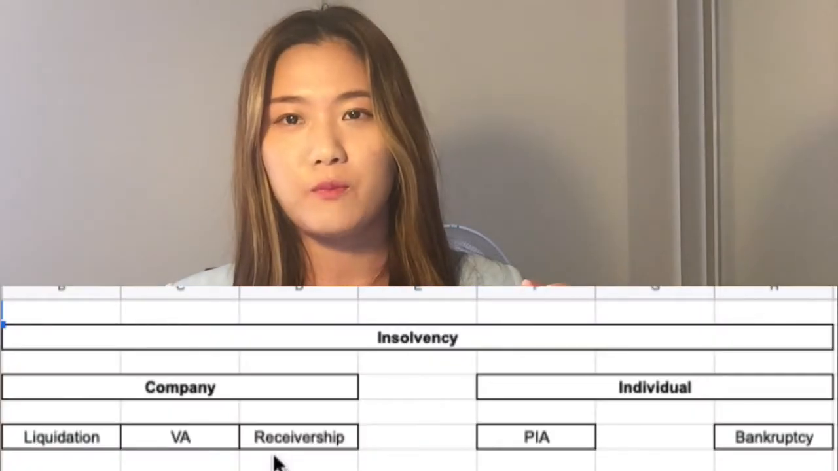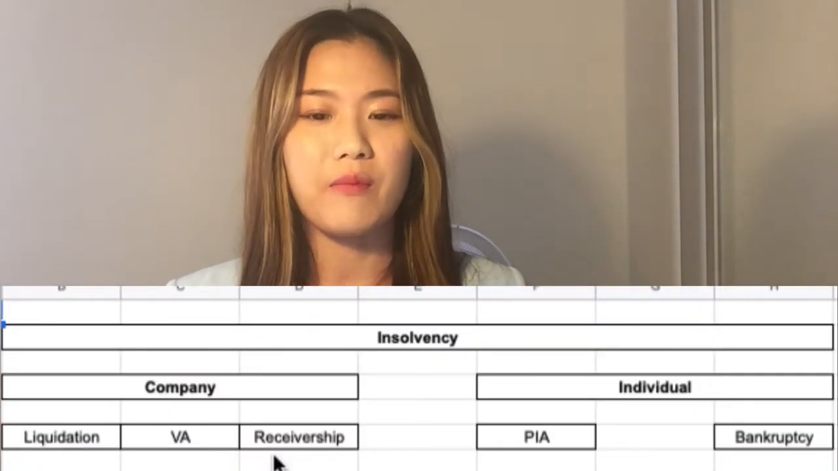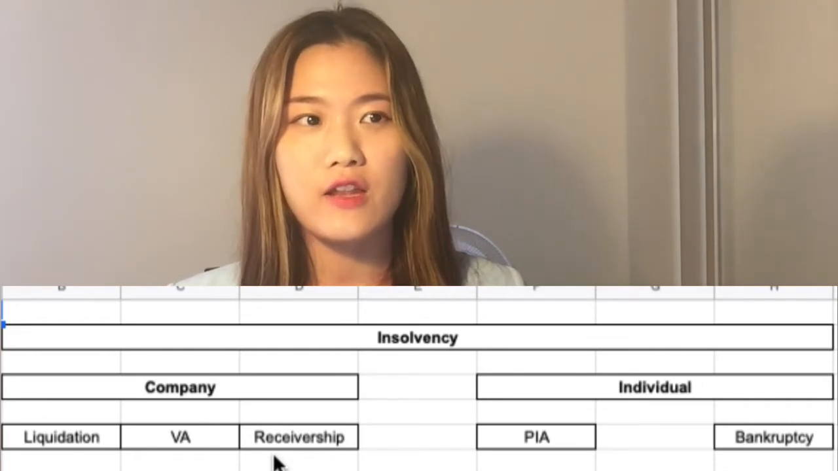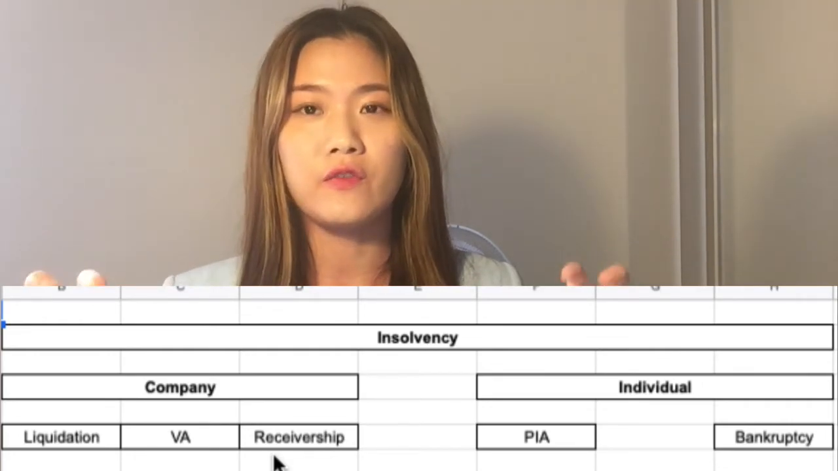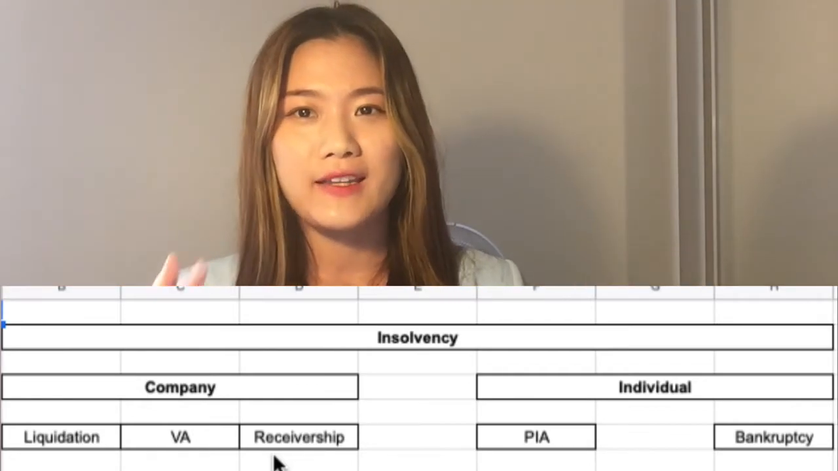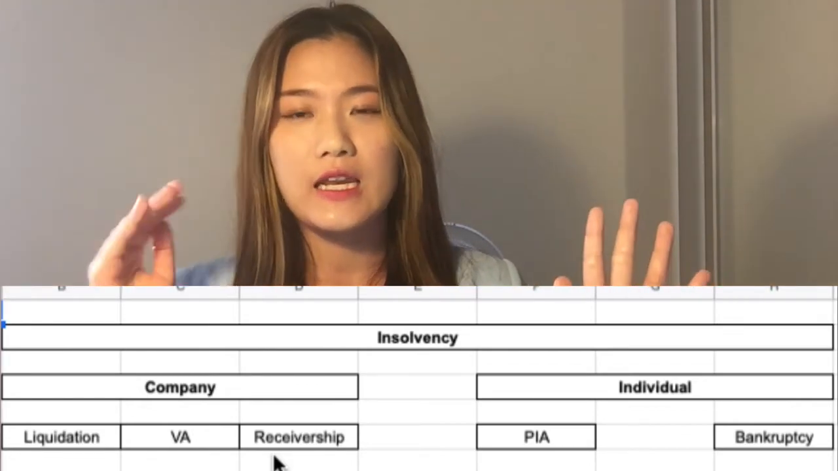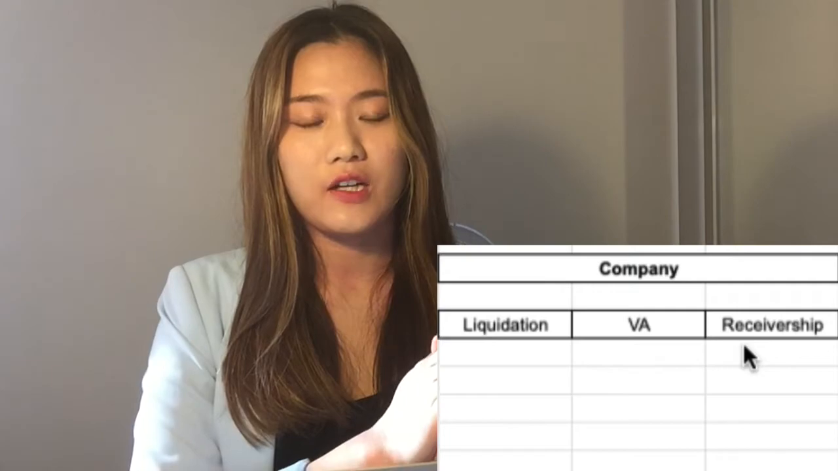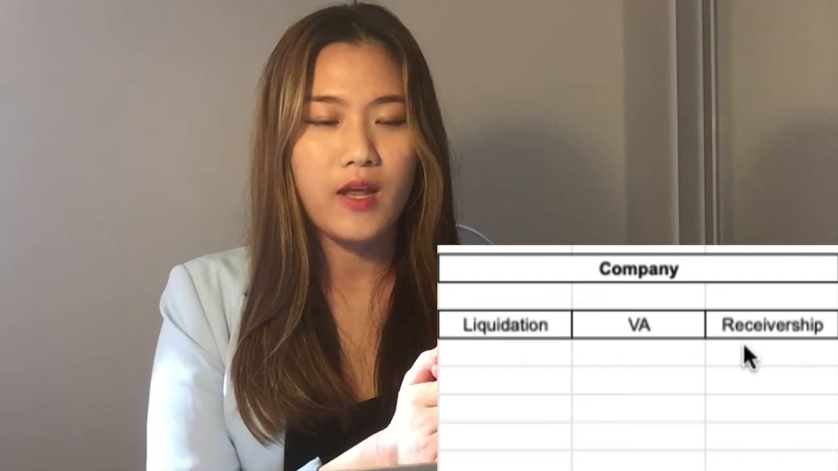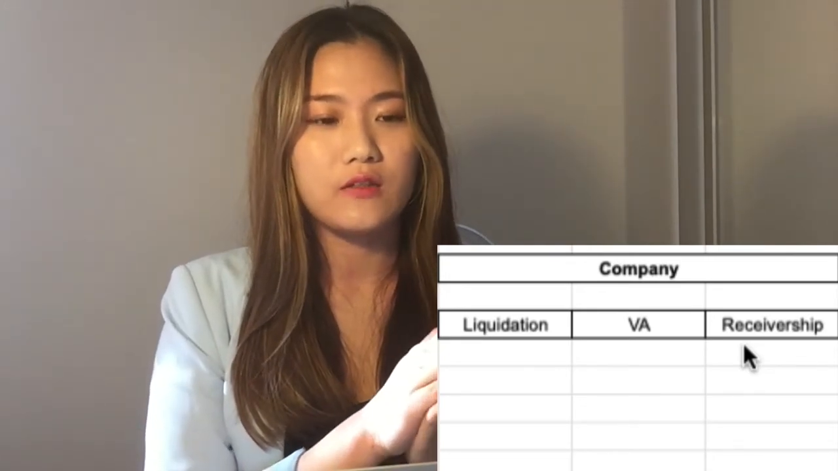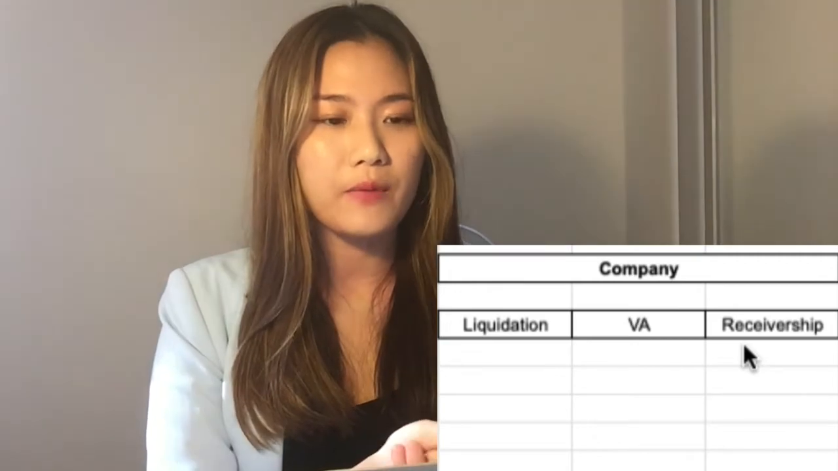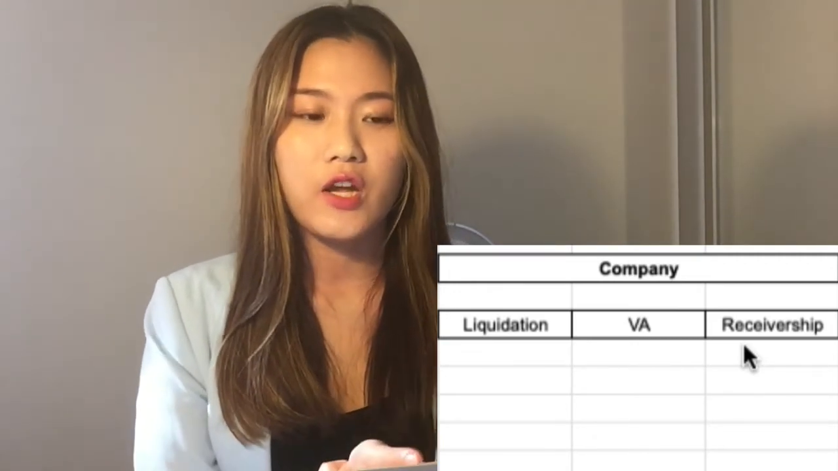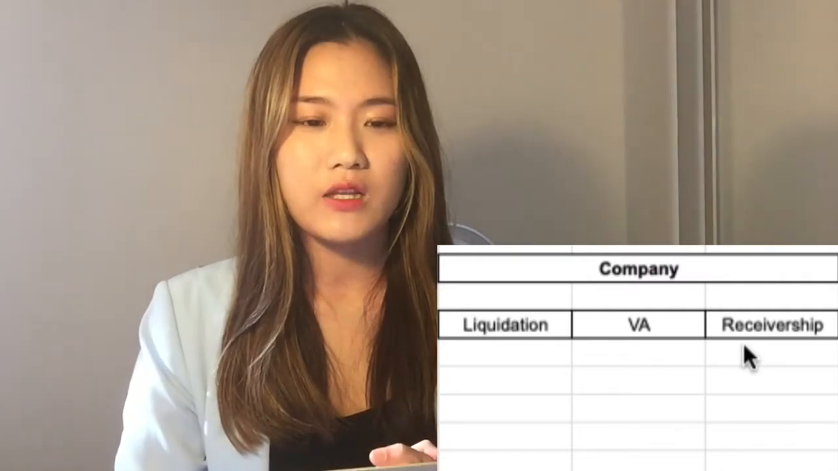So insolvency is being unable to pay off your liabilities. So if you have a debt and you can't pay off your creditors, then you're an insolvent entity. There are two main entities. There's company insolvency and individual insolvency, personal insolvency. So for company insolvency, there are three types. So liquidation, voluntary administration, and receivership. Liquidation is when you wind up the business. So if you are in liquidation, you can no longer operate your company, so you can't come back. Whereas voluntary administration and receivership, you're able to bring it back alive.